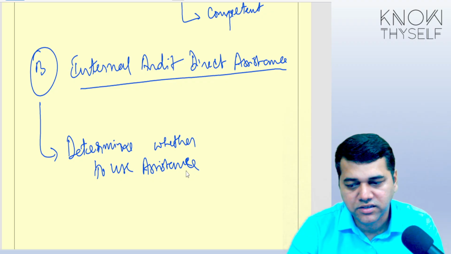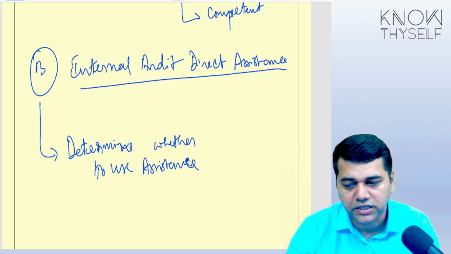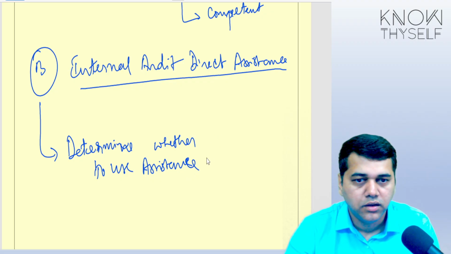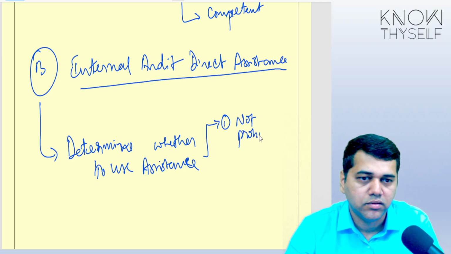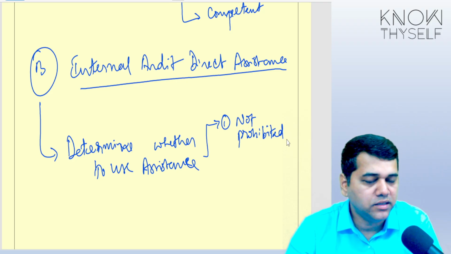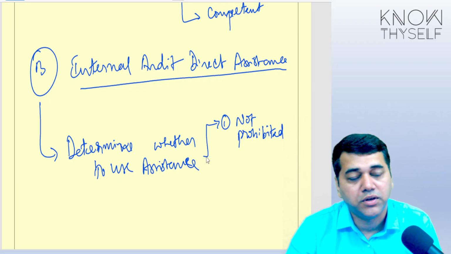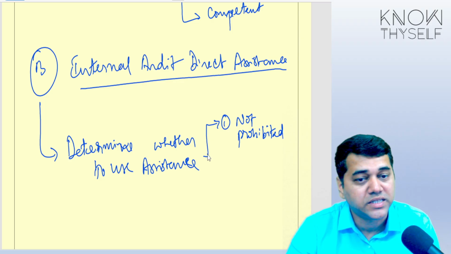Shall I use their assistance? This is the thing you need to determine. Okay, what are the factors you consider? One, not prohibited. For work, this question doesn't come. But if you want to use the people, remember child labor.